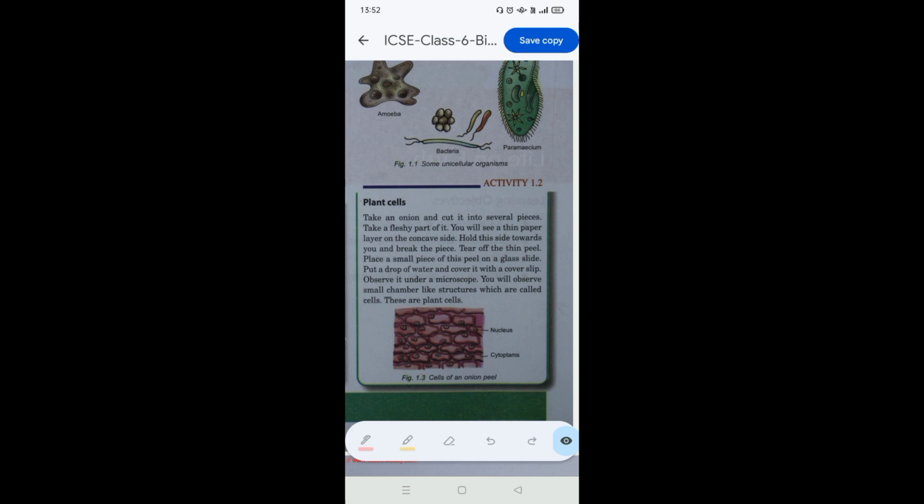Tear off the thin peel. Place a small piece of this peel on a glass slide. Put a drop of water and cover it with a cover slip. Observe it under a microscope. You will observe small chamber-like structures which are called cells. These are plant cells.